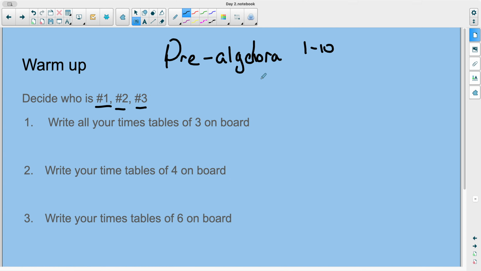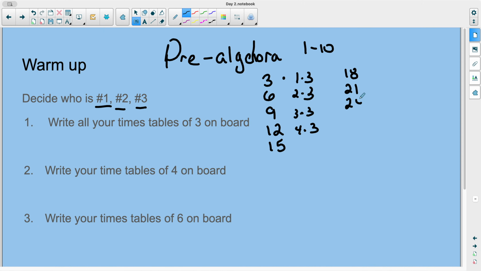And so when we say, what is 1 times 3? That's 3. Then we have 6, 9, 12. So what is this? This is 1 times 3, 2 times 3, 3 times 3, and then 4 times 3. We can keep on going, right? So 5 times 3 is 15, 6 times 3 is 18, 7 times 3 is 21, then we have 24, 27, and then 30. So that gets us 1 through 10, right? 1, 2, 3, 4, 5, 6, 7, 8, 9, 10.